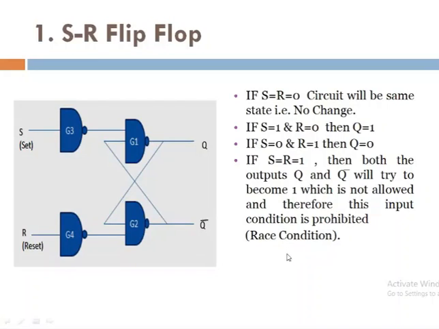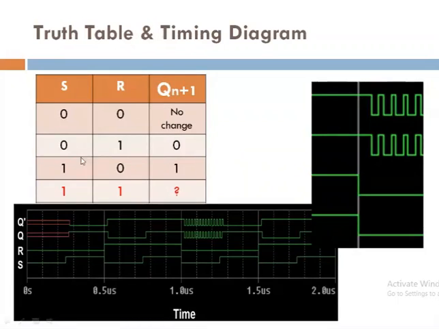Now how to avoid this race condition? We have another flip flop, that is a JK flip flop. Okay, so this is the actual truth table of your SR flip flop, where we have S and R combinations 0 0, 0 1, 1 0 and 1 1. Now Q n plus 1 is nothing but what is called the next state. What is the next state of your circuit? That is nothing but our expected output. Q n is called the present input, and Q n plus 1 is called the next state.